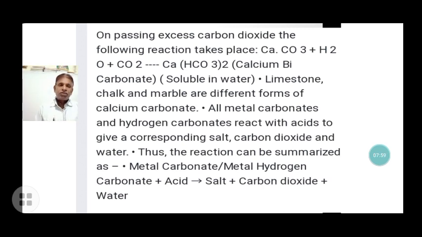Okay, in the next video we discuss how acids react with the oxides of metals. Oxides of metals, which are basic in nature, we discuss in the next video.